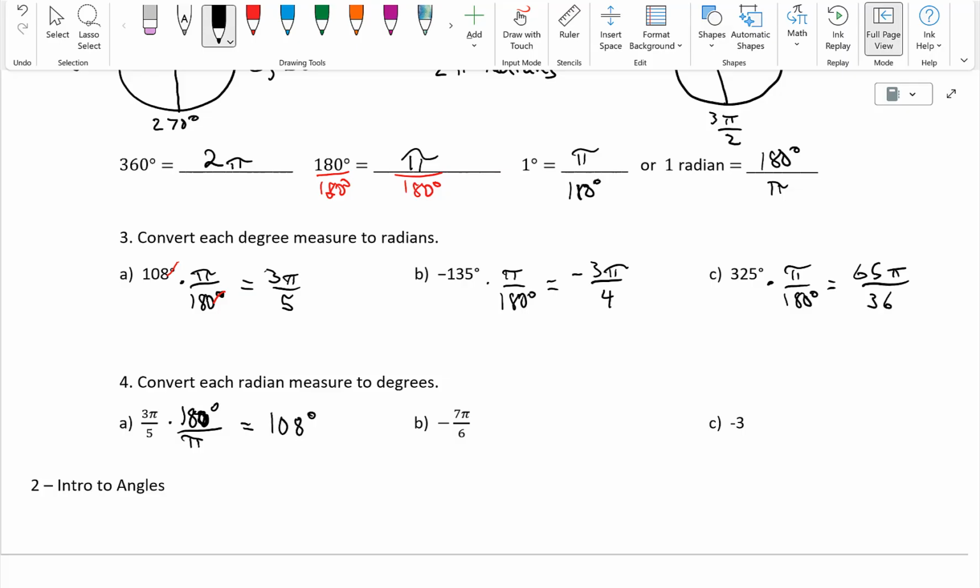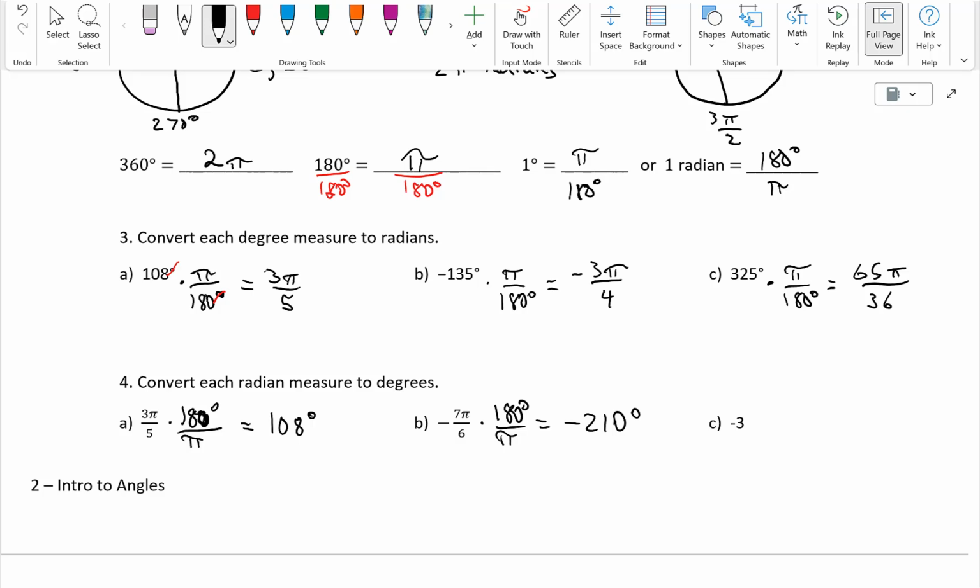So you can see the A is for both, we're just swapped. We're going back and forth. For B, we're multiplying by, again, the 180 degrees over pi to end up with degrees. 180 divided by 6 is 30, so times 7 gives us a negative 210 degrees.